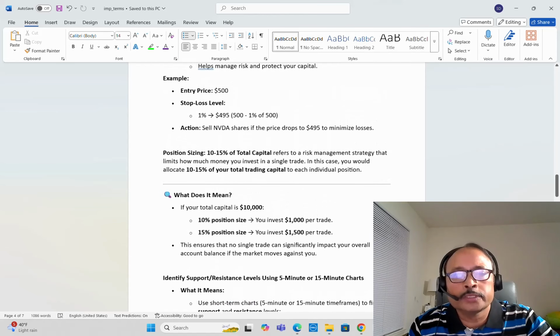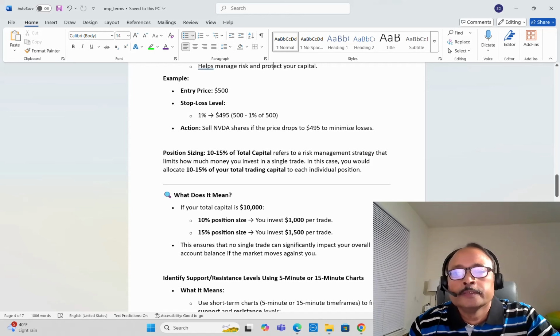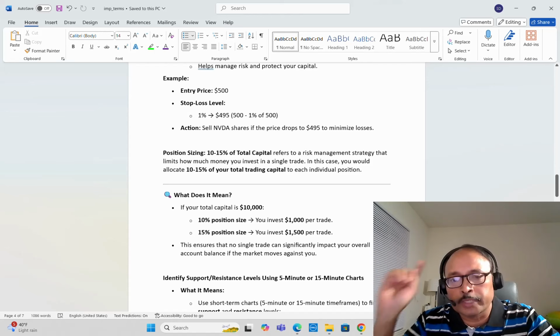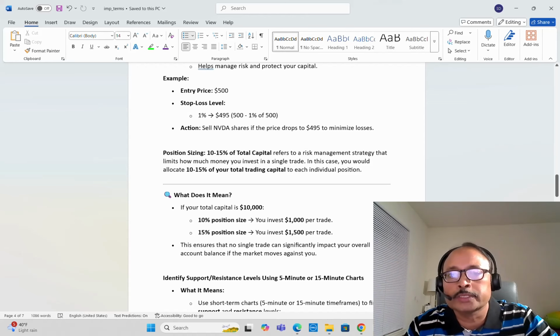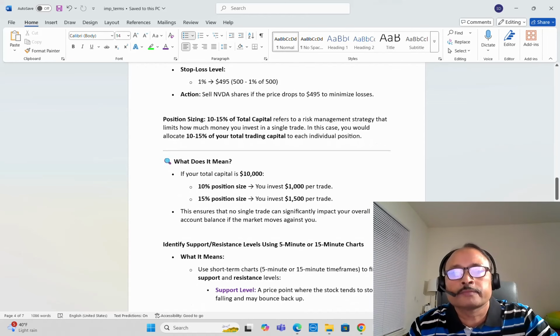So what is position sizing? Position sizing, if I say 10 to 15% of the total capital, refers to the risk management strategy that limits how much money you invest in a single trade. So if I say 10 to 15% of the total capital, that means 10 to 15% of my total trading capital is what I am investing in a single trade, just buying one single Nvidia stock, let's say.